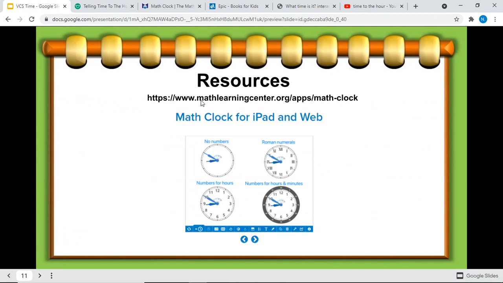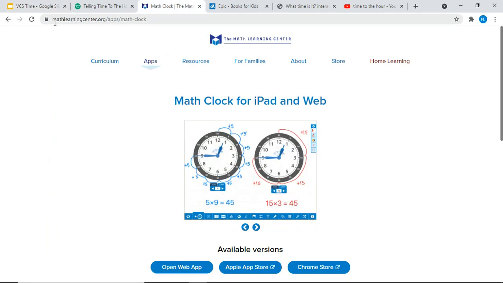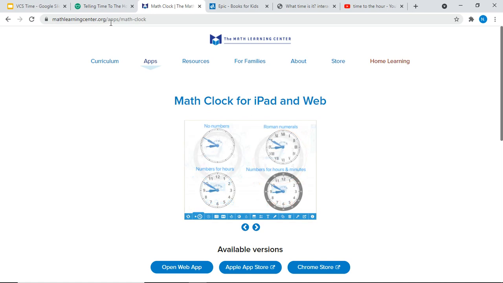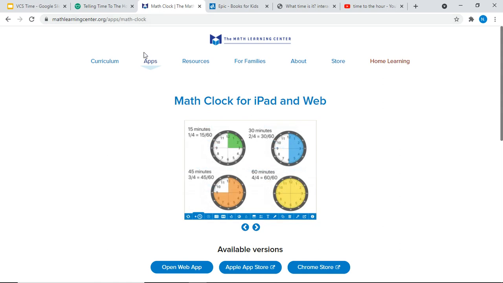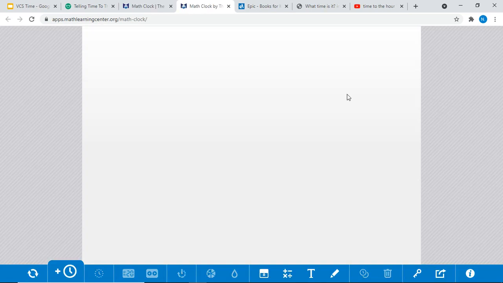You can also use mathlearningcenter.org, go to their apps, and they have a math clock. So here you would go to mathlearningcenter.org/apps/math-clocks. Go to the apps and you have math clock. You can use it for an iPad or the web. So for our case, we're going to open it up on the web. And it opens a blank screen. Down below, you'll see the plus sign with the clock. So you'll click on that here.